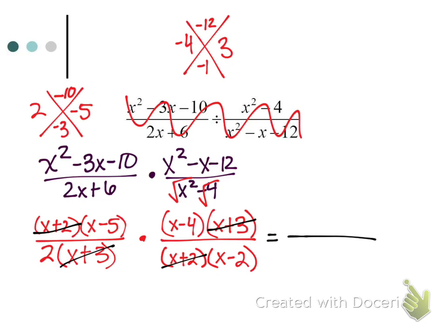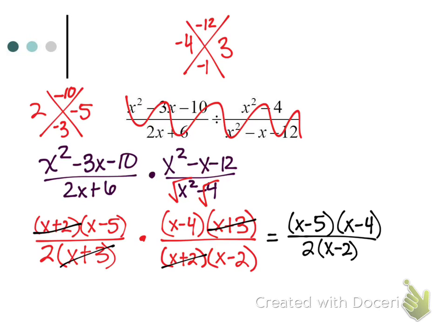Franklin, what's going to be in the numerator in the top? X minus 5 and X minus 4. Good. X minus 5, X minus 4. Keon, what's in my denominator? What else? Good. 2 times X minus 2.